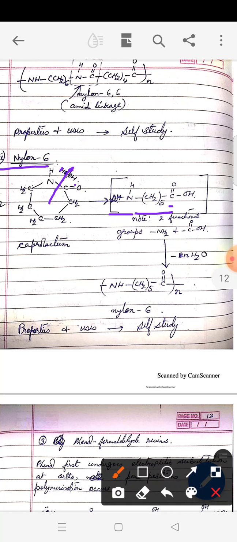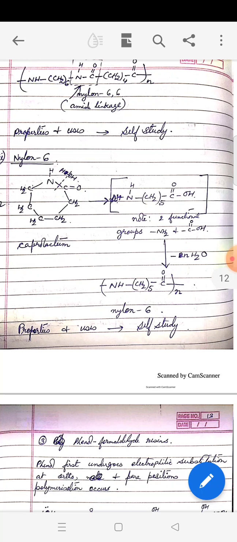And here we have 2 functional groups, and coincidentally the 2 functional groups are different. If you have same functional group in the same monomer, they cannot undergo self-condensation reaction. But since here the 2 groups are different, they can get linked to one another through self-condensation reaction. So the polymer which will be formed here is NH by losing this H, and we have to take away this OH, and we get NH, CH2 5 times, CO n times. Again, I suggest that you should study the properties and uses on your own.